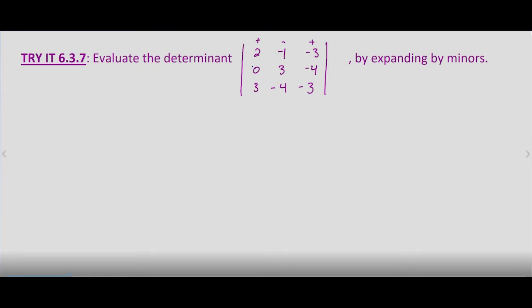the easiest, and in this case, anytime we have a row that has a 0 in it or multiple zeros in it, that's going to make it easier because 0 times anything is 0. So we're not going to have to evaluate the minor of the 0 itself. So what we want to do is we want to expand by minors using the second row, and we're going to have to remember that that means it's going to be minus, plus, minus.